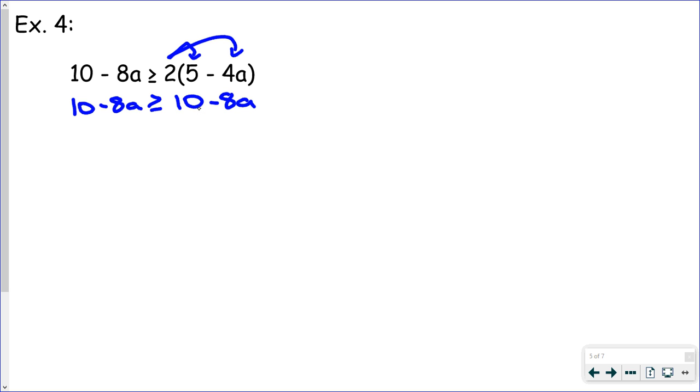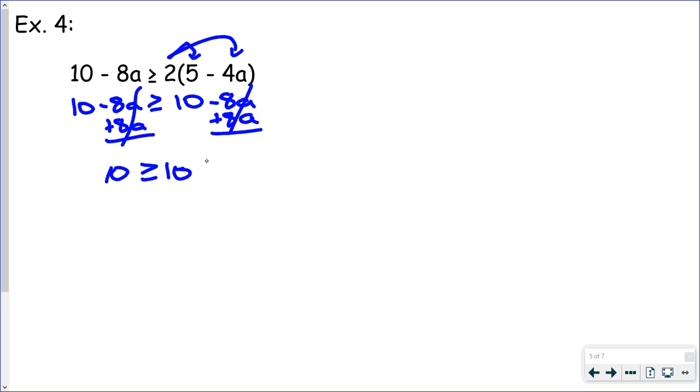So we're going to add 8a to both sides. Plus 8a, plus 8a. Those cancel out. They both cancel out. What I'm left with is 10 is greater than or equal to 10.